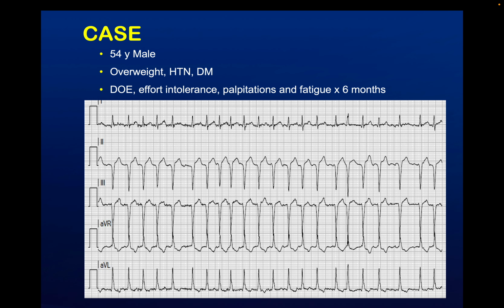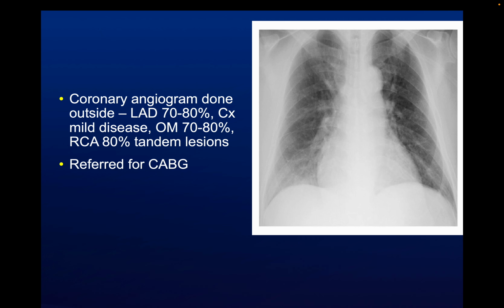Let's start off with a case for a common presentation that we see. A 54-year-old male, overweight, hypertensive, diabetic, having atrial fibrillation on the ECG, presenting with dyspnea on exertion, effort intolerance, palpitations and fatigue for the last 6 months. The coronary angiogram done showed a significant lesion in the left anterior descending artery. The obtuse marginal had 70 to 80% lesion and the right coronary artery had 80% tandem lesions.